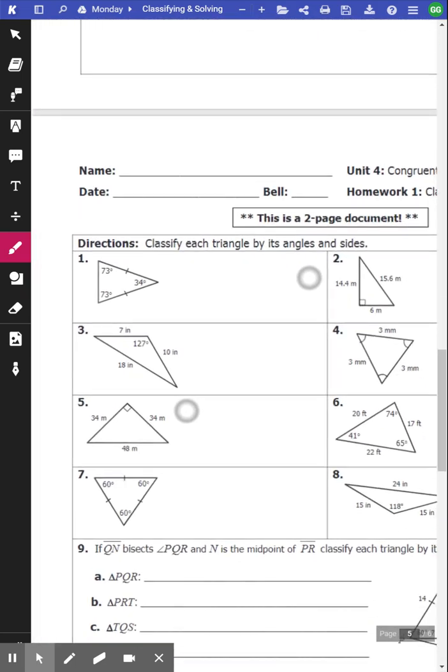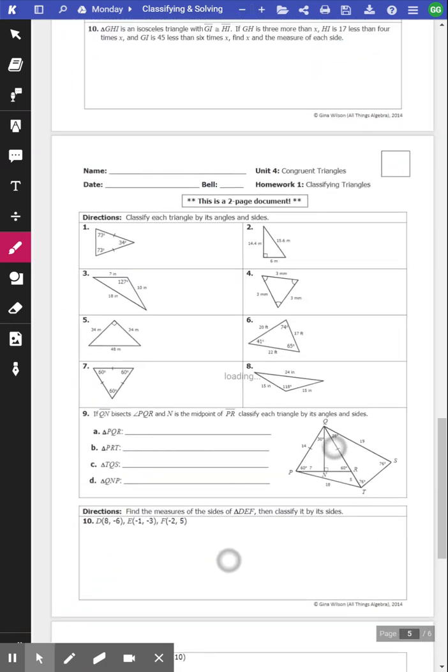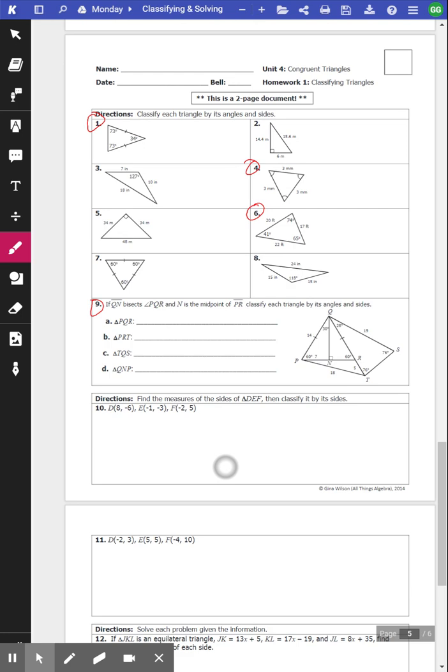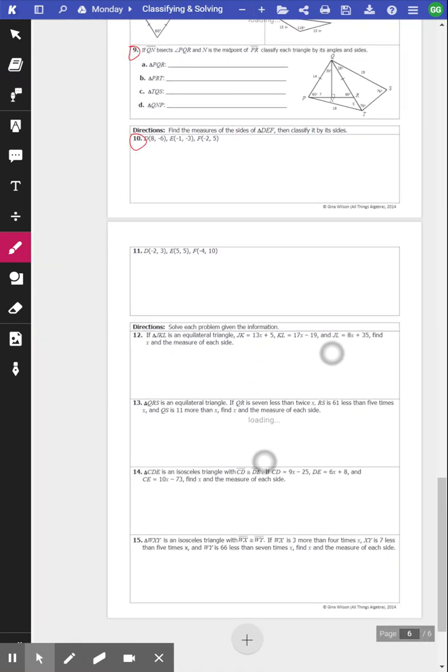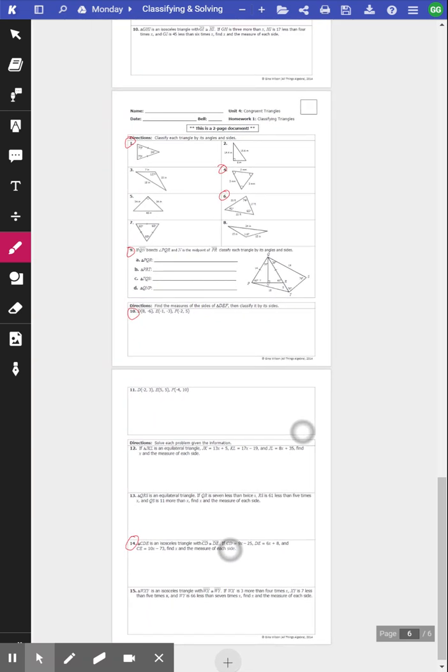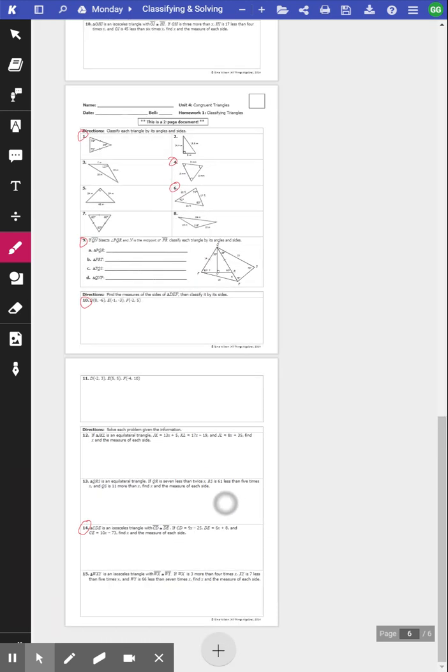All right, for homework, let's see, what do I want to give you? We have 15 problems. Let's give you 6 problems for this. Let's do 1, 4, 6, 9, 10, and 14. So your homework is going to be 1, 4, 6, 9, 10, and 14.